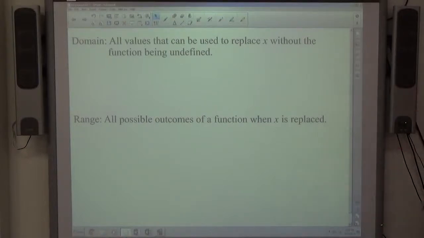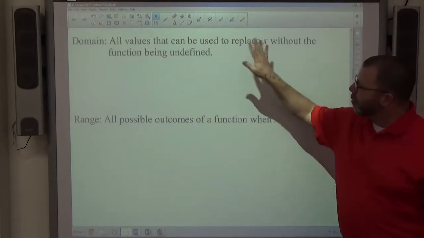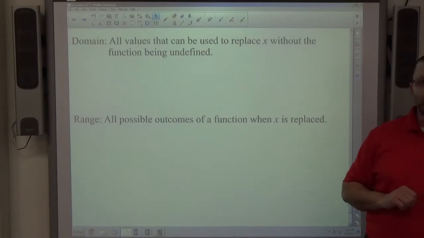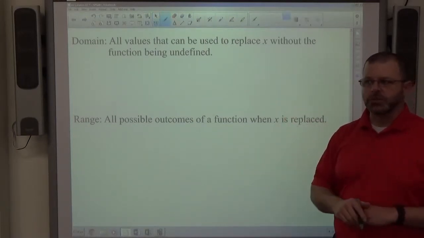Okay, today we're going to focus on domain and range of functions. Functions, f of x equals stuff, or h of x equals stuff. The things we just looked at were functions. Domain is any value that can be used to replace x without the function being undefined. All right, so domain's all about restriction.